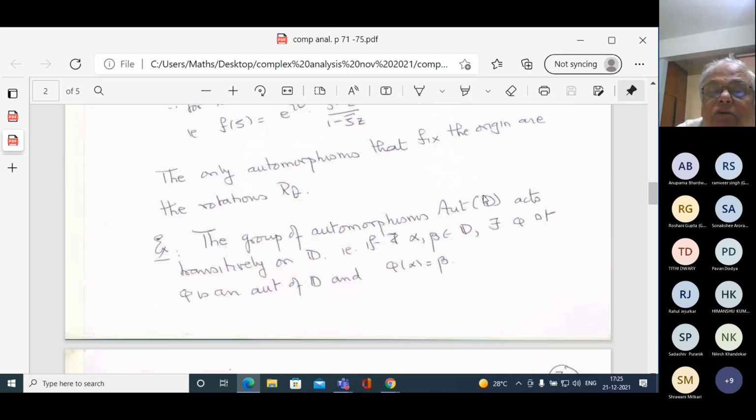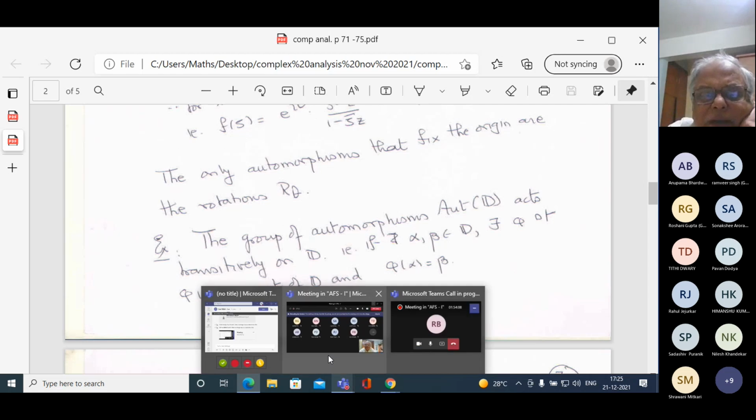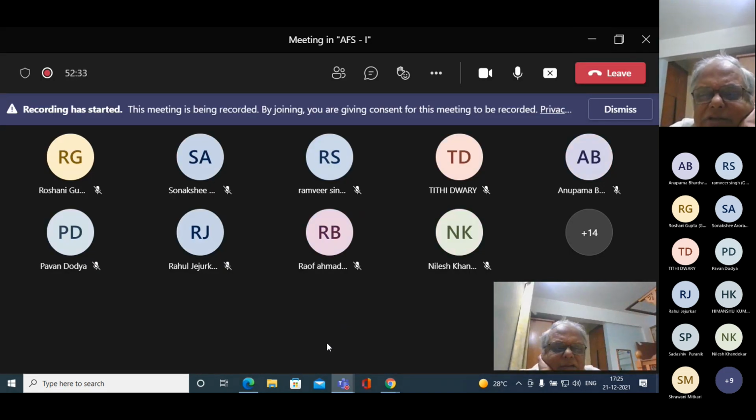Very good. So we have the group of automorphisms, and the group of automorphisms acts transitively on D. Does it act doubly transitively? Have you talked about this in the algebra class, a group acting on a set, and does it act doubly transitively? You've talked about transitively, I know. What is the meaning of doubly transitively? No, sir, we haven't. So what do you think it should mean?